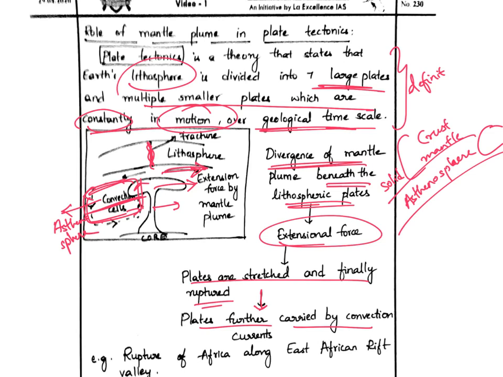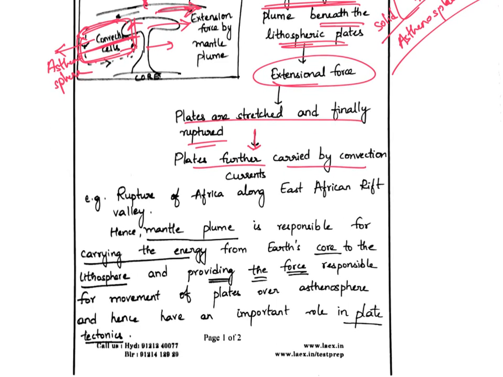He then writes, rupture of Africa along East African Rift Valley. What is this East African Rift Valley? If this is the African continent, there is a rift valley in this region known as the East African Rift Valley, which is said to be dividing the African continent, and the concept behind this is mantle plume.